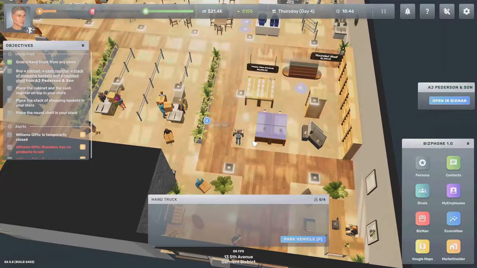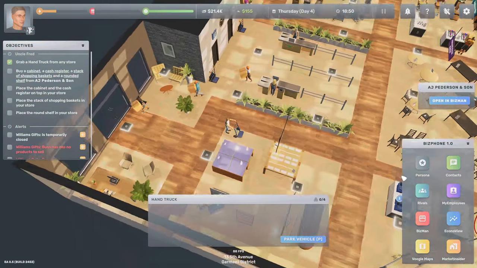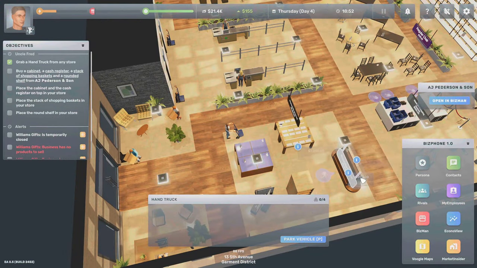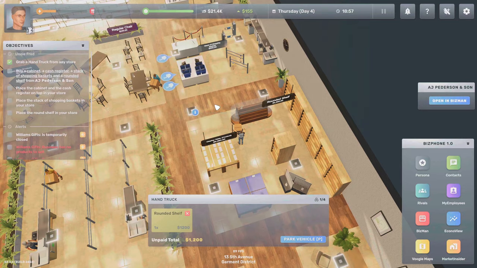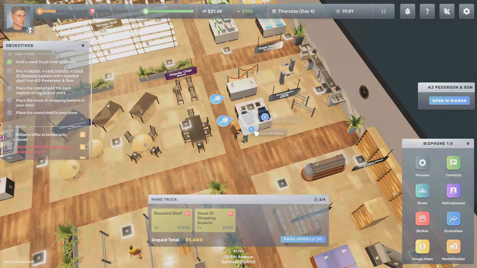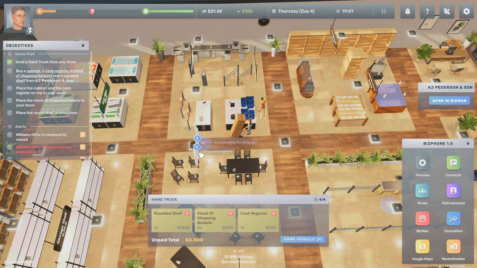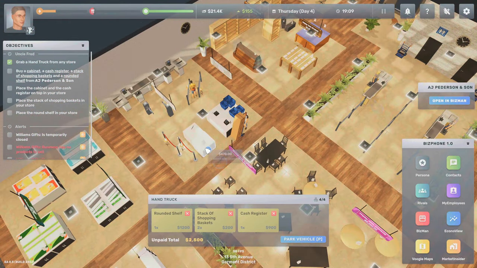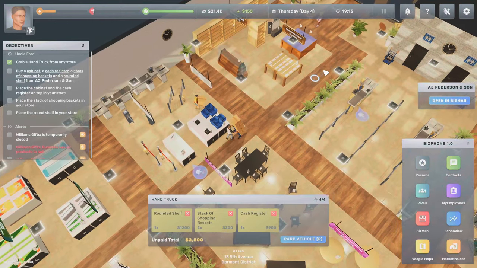Then we need this one, a rounded shelf. That's what he wants us to get. This one. Shopping carts. Cash register. And a camera. Alright. We are full!